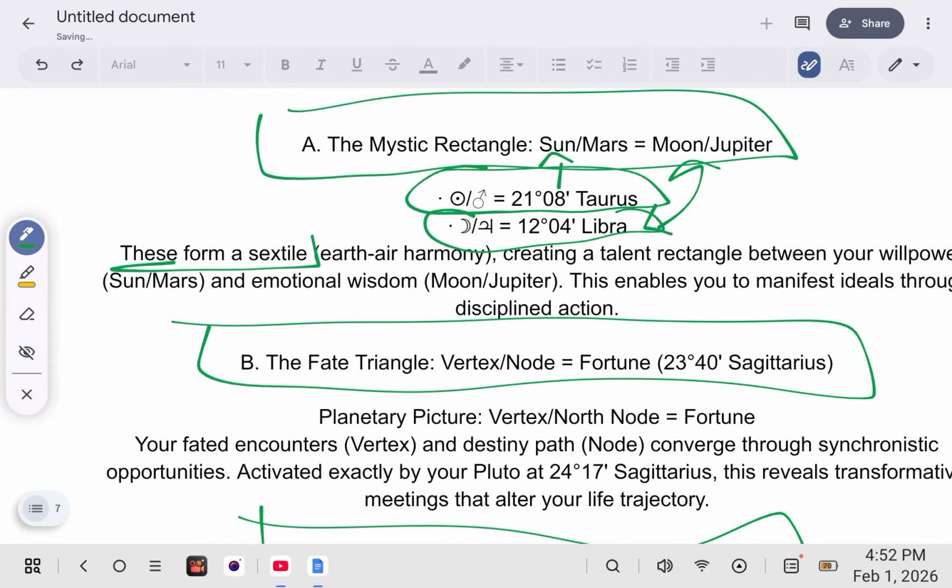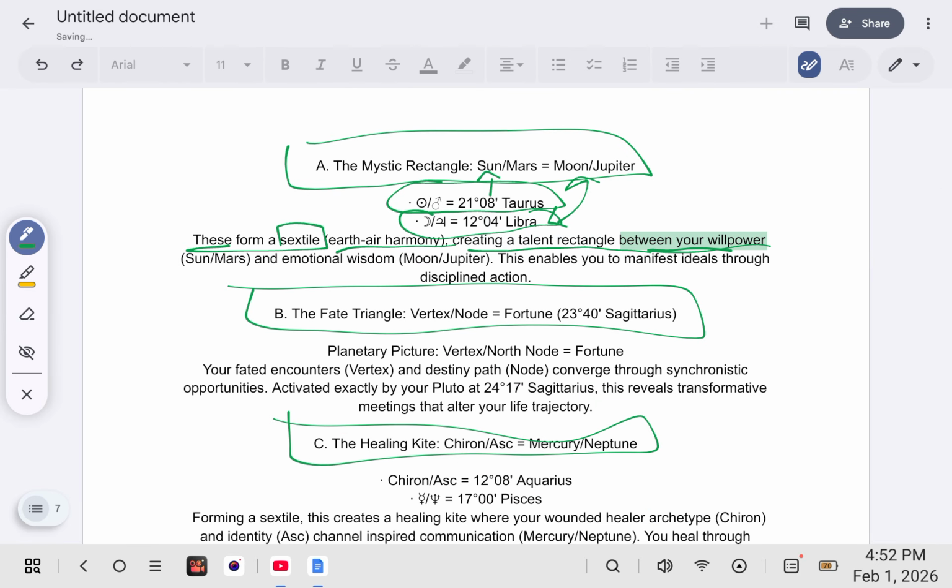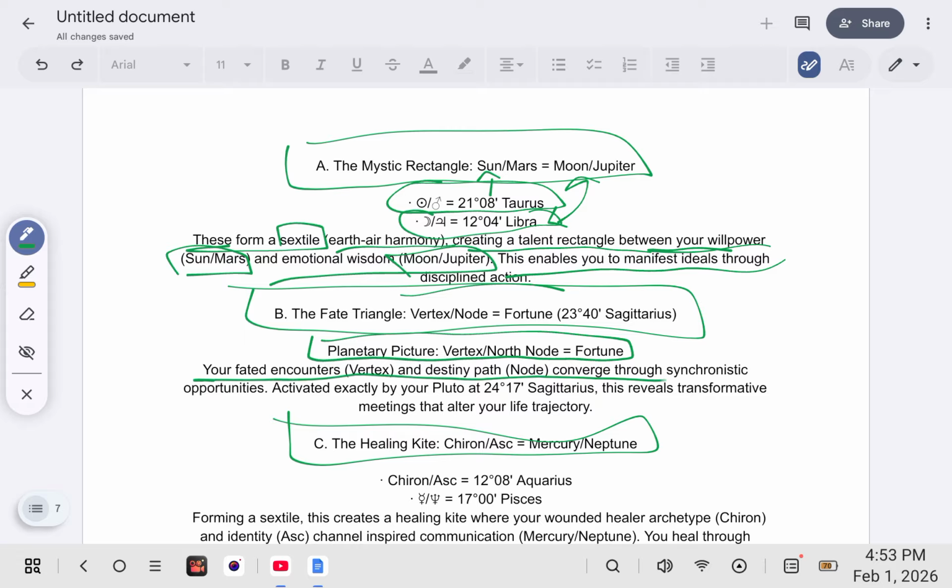These form a sextile, Earth-Air harmony, creating a talent rectangle between my willpower, Sun, Mars, and emotional wisdom, Moon, Jupiter. This enables me to manifest ideals through disciplined action. Vertex, Node equals Fortune, 23°40' Sagittarius. So we have a planetary picture here of the Vertex and the North Node, Rahu, equaling the Fortune. My fated encounters, Vertex, and destiny path, Node, converge through synchronistic opportunities, activated exactly by my Pluto at 24°17' Sagittarius. This reveals transformative meetings that alter my life trajectory.